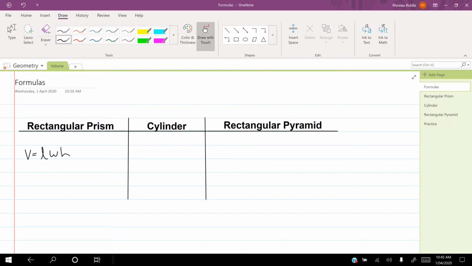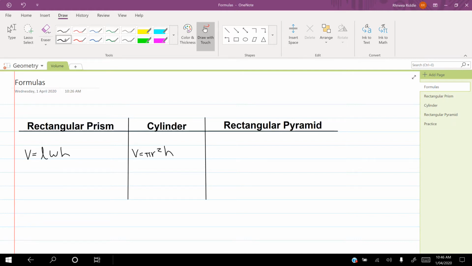Now a cylinder is a little tricky. You're going to do volume equals pi r squared times height. So again, if you notice, it is just the area formula being multiplied by height. So if you can remember the area formula for a rectangular prism or a cylinder, and then you multiply that by height, super simple to remember.